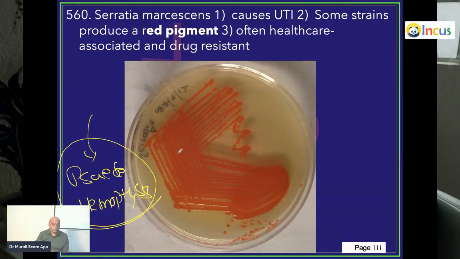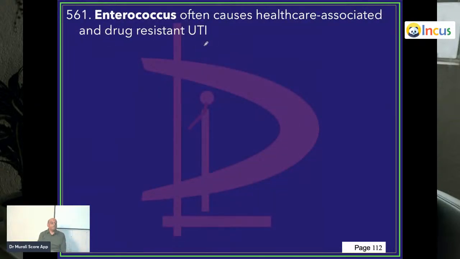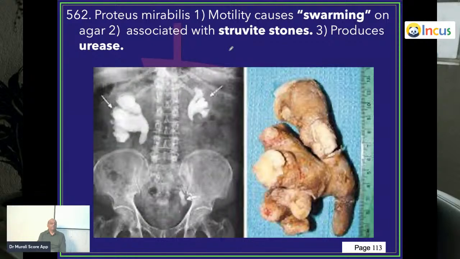Serratia marcescens produces a red pigment and is often healthcare associated, like when you put a Foley catheter, and it is very drug resistant. These are the things to know about Serratia. Then enterococci, which are part of the gut, can also cause healthcare associated drug resistant UTI. Proteus mirabilis, what is the speciality of it? Because of its motility, it leads to swarming type of growth on agar. Swarming growth on agar is Proteus mirabilis.